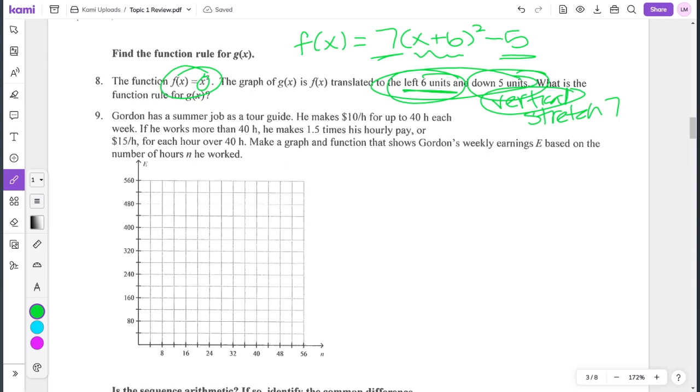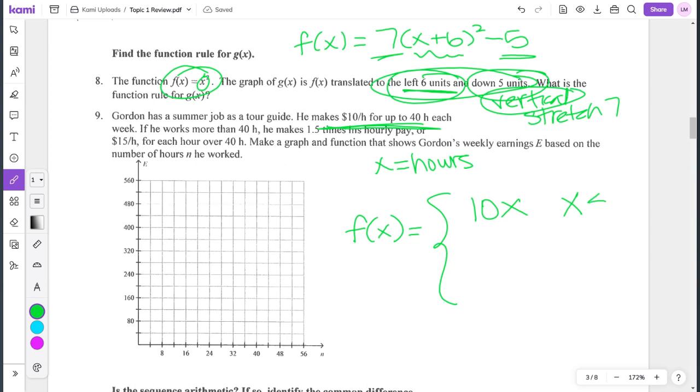All right, number 9. This is going to be a piecewise function because we have 2 different things going on. He makes $10 an hour for up to 40 hours. So x is going to be hours. So $10 for every hour up to 40 hours. So x is less than or equal to 40. So any hours 40 or less, he's just going to make $10 an hour. If he works more than 40 hours, he's going to make 1.5 times his hourly pay, or $15 an hour for each hour over 40 hours.